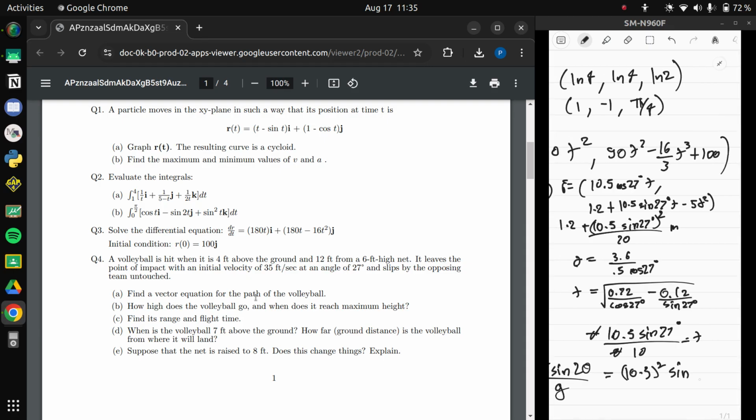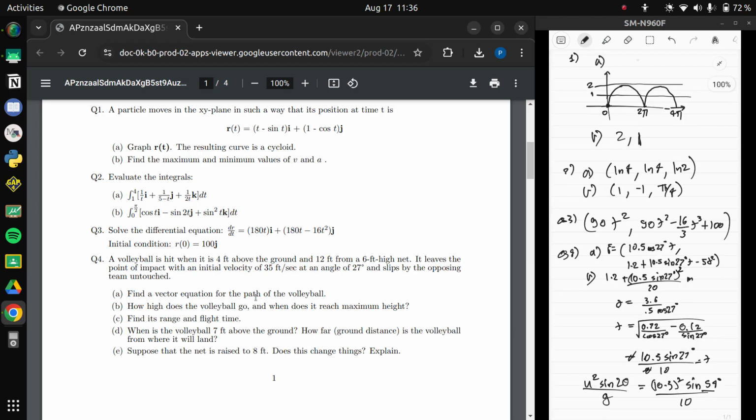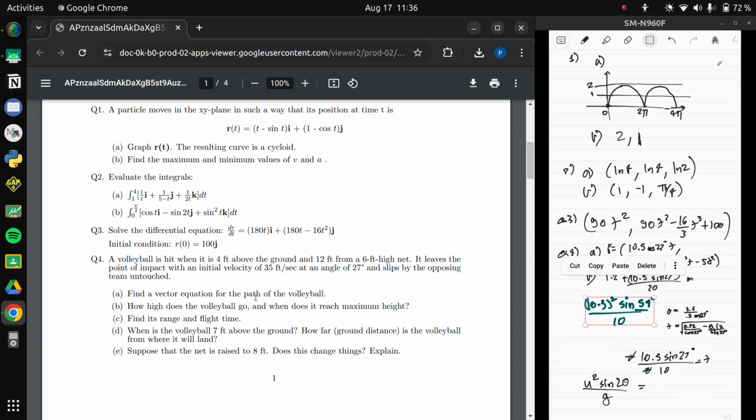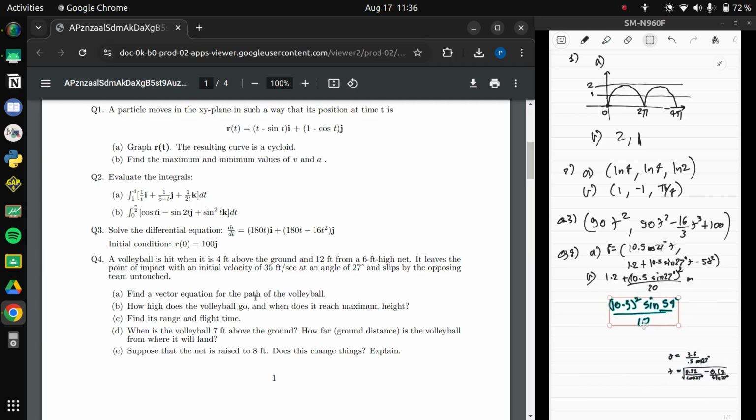I don't know what sine of 54 degree is. Oh, sine of 54 degree would be approximately like sine of 53 degree, which happens to be 4 by 5, I guess. So around 4 by 5. Cool. Upon the g thing, just 10. That would be our range. Yeah, so this will be our range. It's in meters.